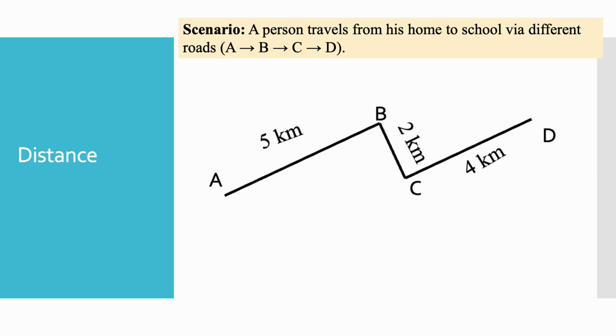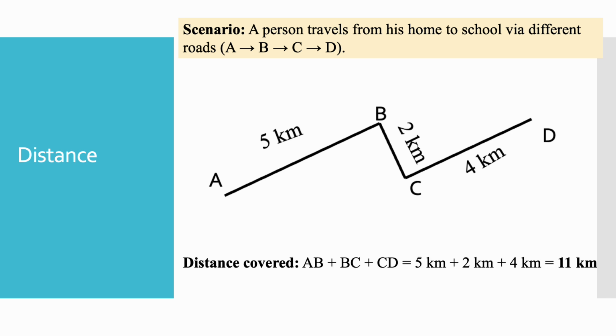Here we have an example. A person travels from A to B, then from B to C, C to D along different roads. Adding up each part, 5 kilometers, 2 kilometers, 4 kilometers, gives us the total distance traveled, which is 11 kilometers. Distance measures the total path covered, regardless of direction. It doesn't matter how twisty or indirect the path is, we just add up the lengths.